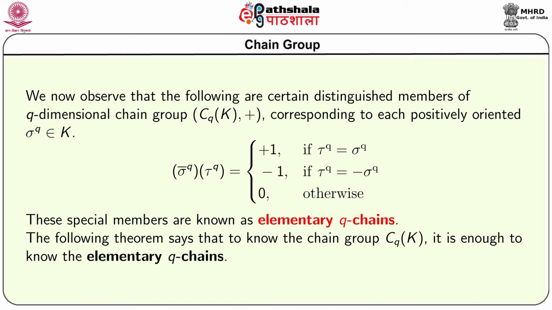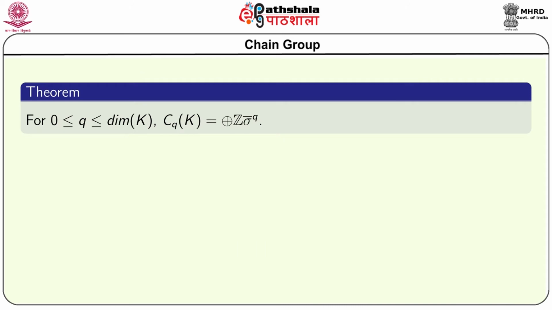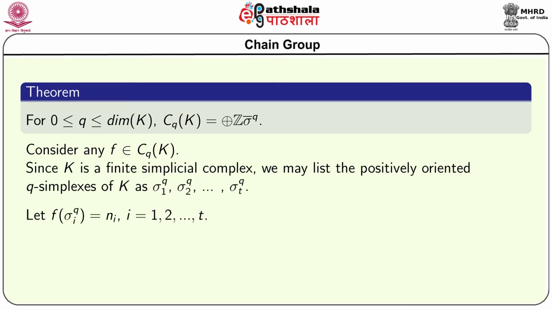The following theorem says that to know the chain group Cq(K), it is enough to know the elementary q chains. So, we state it formally: Cq(K) is the direct sum of the cyclic groups generated by those elementary q chains, where q is any integer between 0 and the dimension of K. Let us prove this theorem. Suppose we take any f from Cq(K). Since K is a finite simplicial complex, we may list the positively oriented q simplexes of K as sigma q1, sigma q2, etc. up to sigma qt.